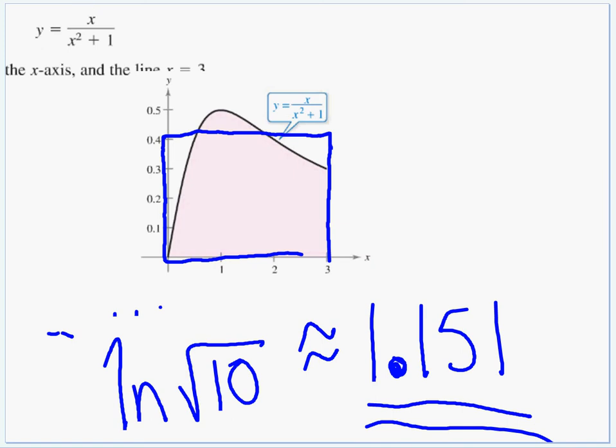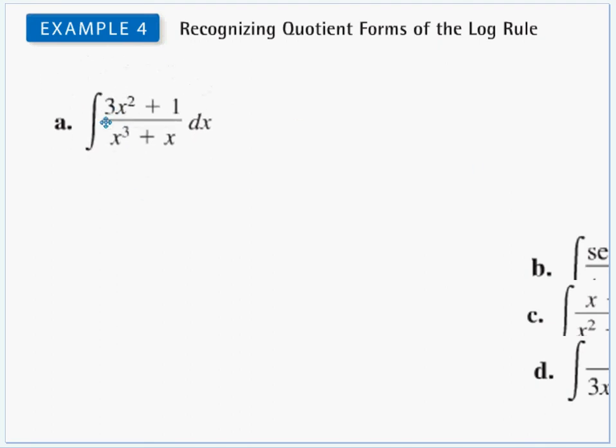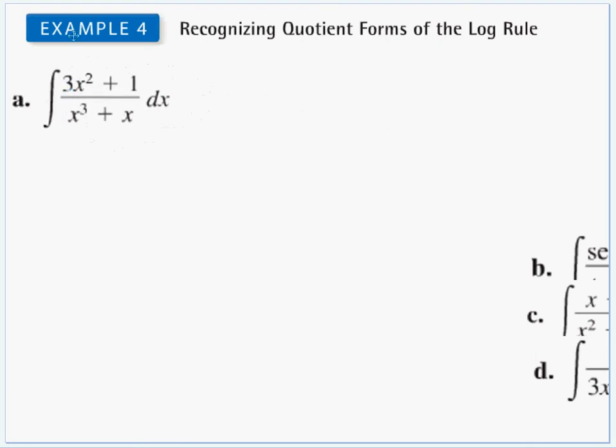Alrighty, up next, example 4. This has got 4 parts, A, B, C, D. I'll just drag them out here one at a time. And of course, all of these are going to be rational expressions. They are going to look like a fraction. So the first thing I always do is check my u prime over u.